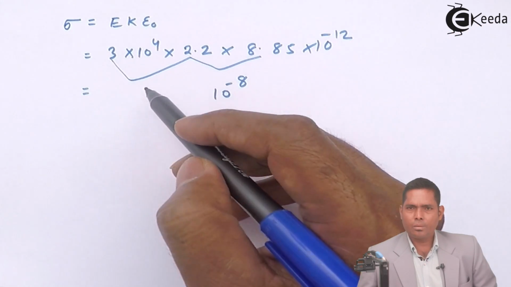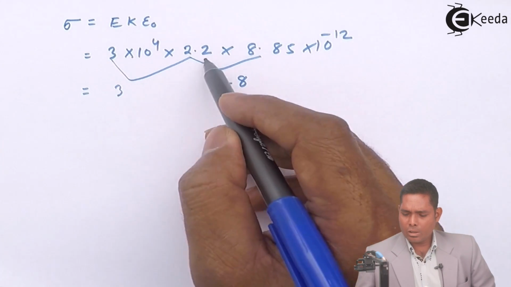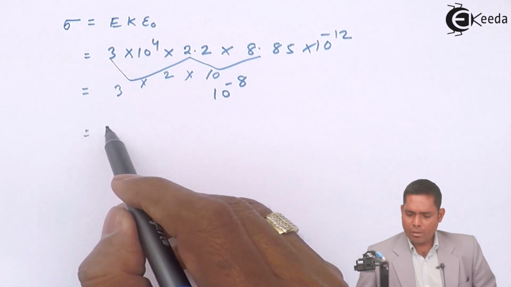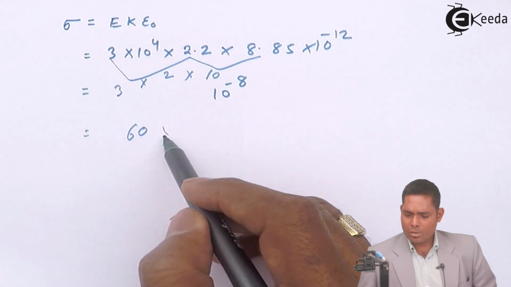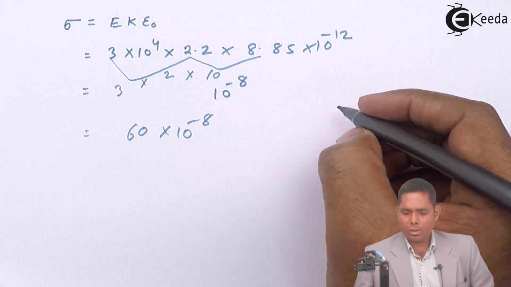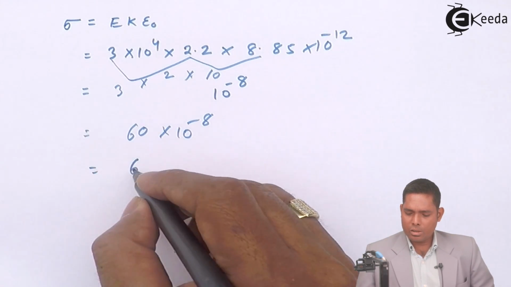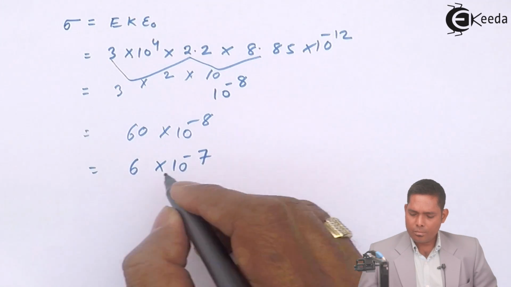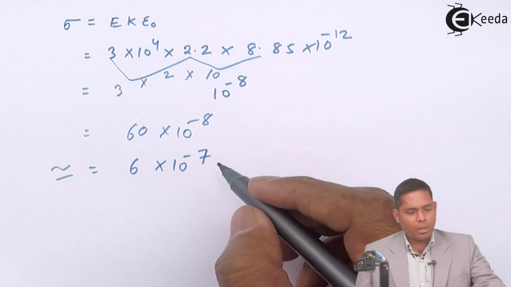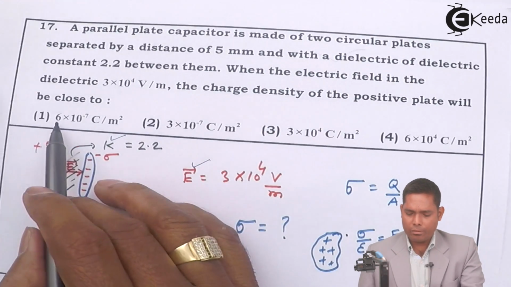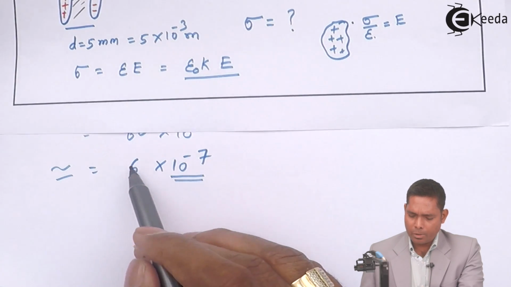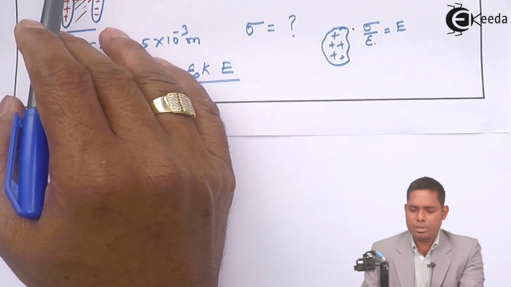So these three numbers, if you multiply them, I take this as 3, this as 2, and this as 10. So how much will I get? I will get 3 times 2 is 6, times 10 is 60, and 10 to the minus 8. This way you reduce your time for calculation. So this is approximately 6 into 10 to the minus 7, and if you look at the options, clearly you have 6 into 10 to the minus 7, because the order is important. Even if you get 5.8, that doesn't matter.